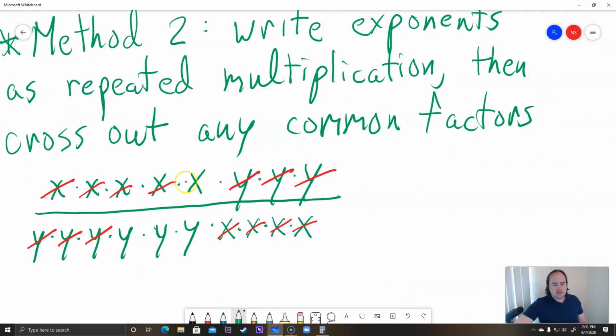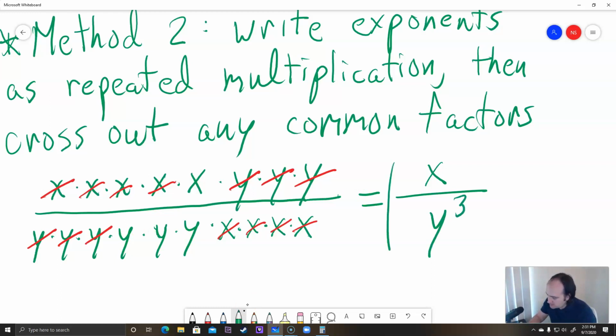And then after you do all that, you're left with your answer. So on the top, we just have x. Okay, so we just have x by itself. And then on the bottom, we have y times y times y, which is y to the 3rd power, or y cubed. Okay, so our answer is x over y to the 3rd power, or x over y cubed.